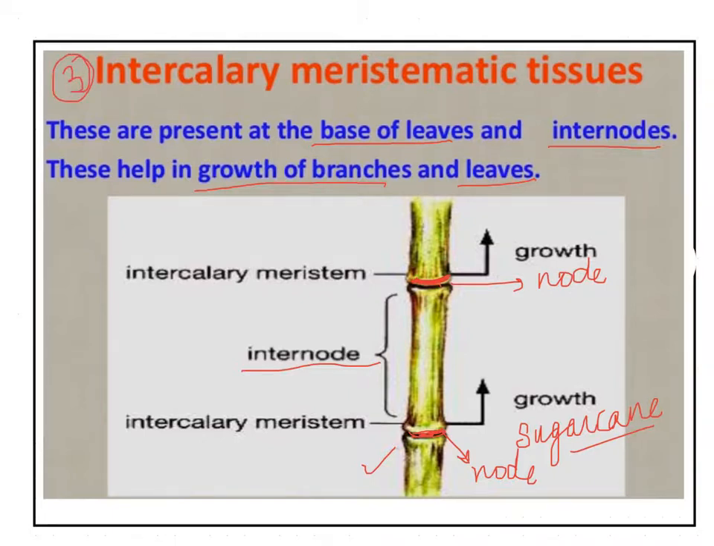Now, can you tell me all? Is there anybody who can give me the names of all the three meristematic tissues? The first one is very good, apical meristematic tissue. Second is lateral meristematic tissue. Third is intercalary meristematic tissue. Very nice. Okay, everyone? So you got to remember their name, their function, and the place where they are present.